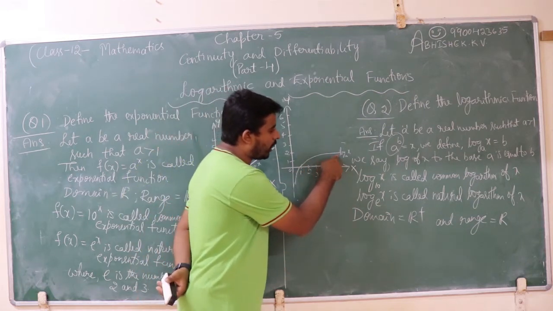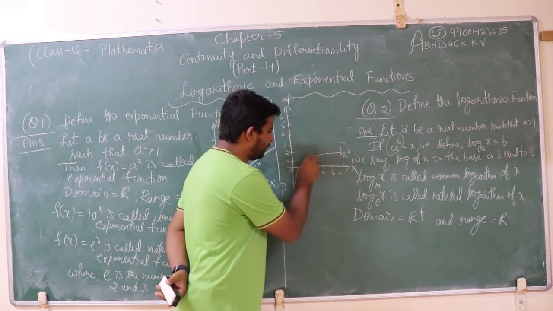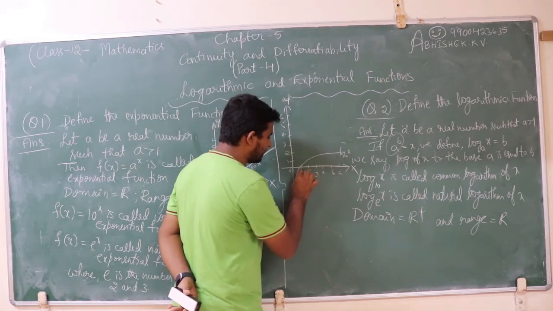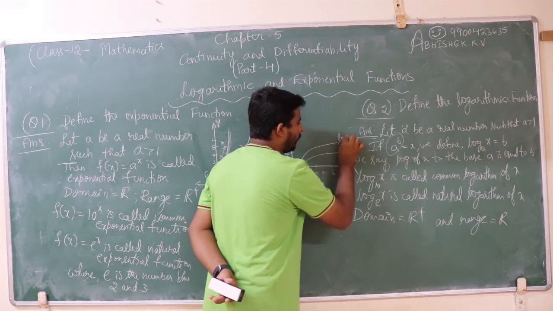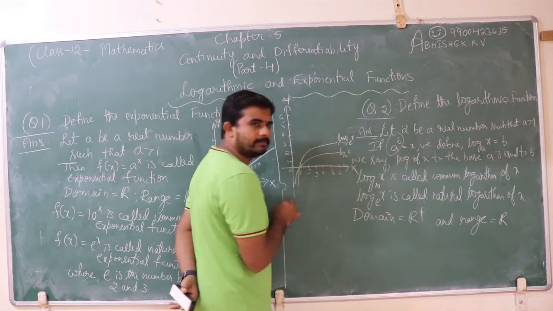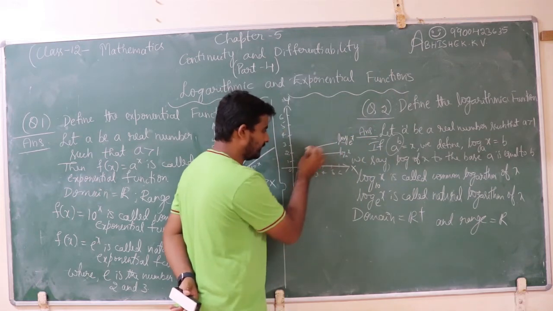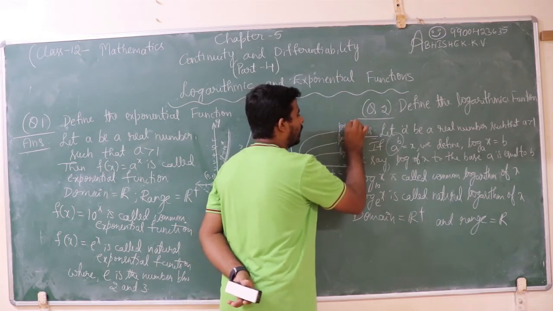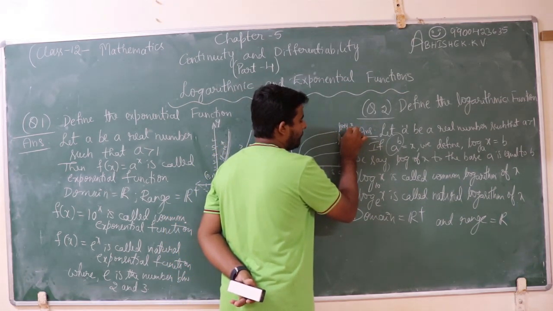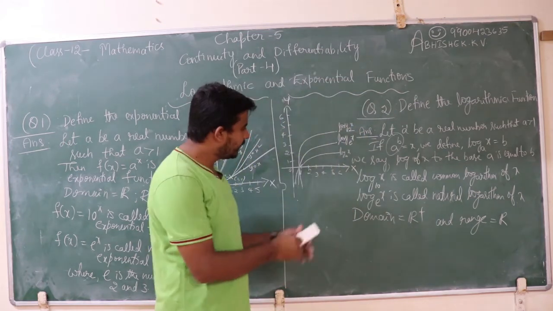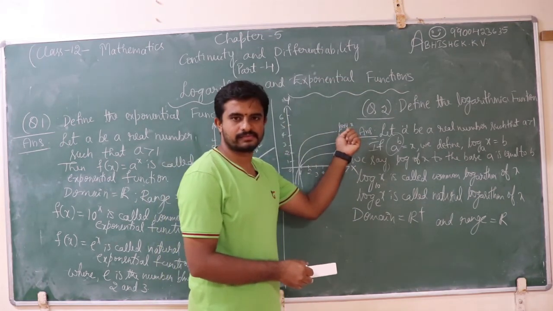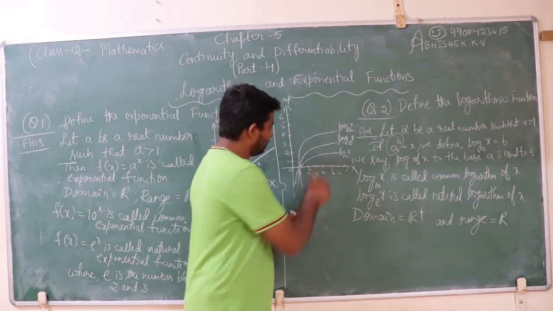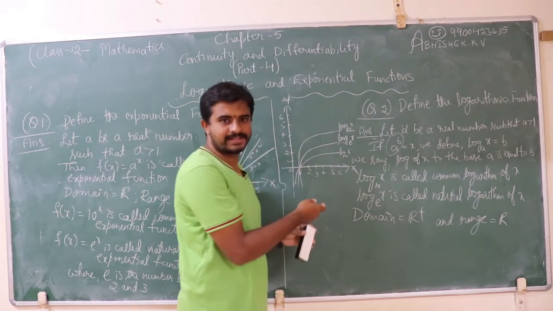When I consider log of x to the base 10, the graph will be like this. See, if I consider log of x to the base e, then the graph is this one. Similarly, log of x to the base 2. See, the base decreases. When the base increases, the graph is steeper.